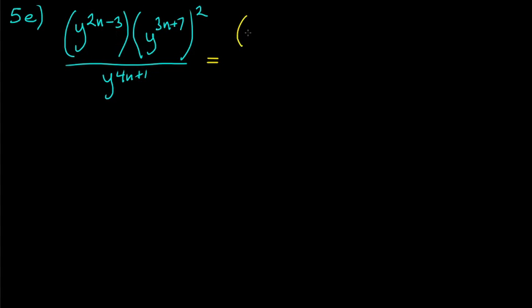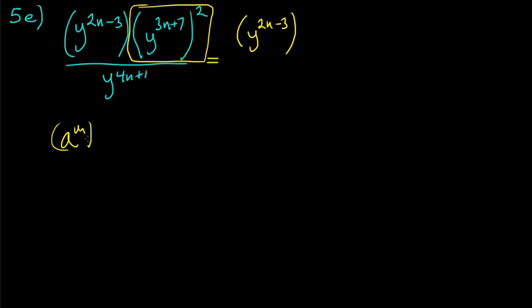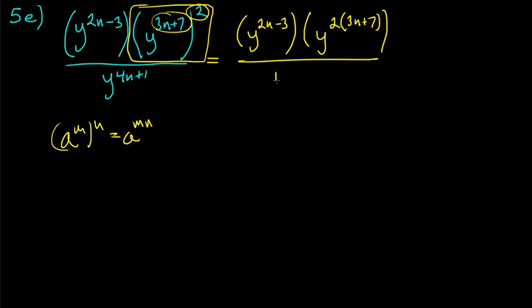So the first factor here is y to the 2n minus 3, and there's not a whole lot we can do with that right now. But notice the second factor is squared. So remember what rule you're using here. You're just using the rule a to the m to the n is a to the m times n, right? So we're just going to multiply this exponent here by this 2. So this is going to be y to the power 2 times 3n plus 7. And then the denominator is y to the 4n plus 1. Okay, so all I did was use this rule for this factor up here.